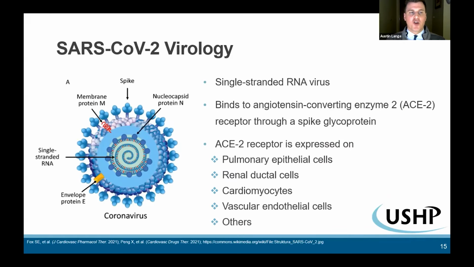As far as SARS-CoV-2 virology, it is a single-stranded RNA virus. It's depicted here in this image. The virus itself binds to the angiotensin converting enzyme 2 receptor through a spike glycoprotein. The spike glycoprotein is evidenced here by this clover shape, which surrounds the outside of the virus and pairs onto the ACE2 receptor, which is expressed on several different cells within the body, including pulmonary epithelial cells, renal ductal cells, cardiomyocytes, as well as vascular endothelial cells. So that's where it can wreak its havoc and where it can enter into cells and further the disease.